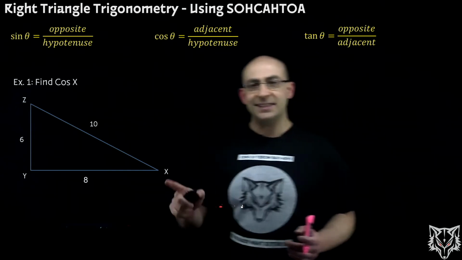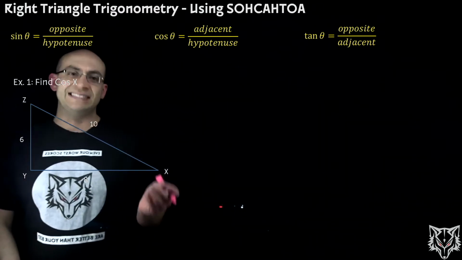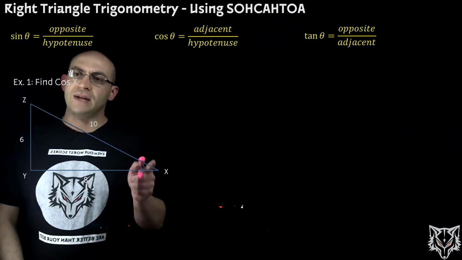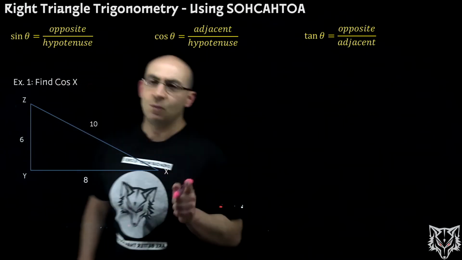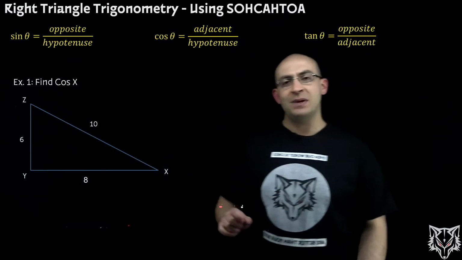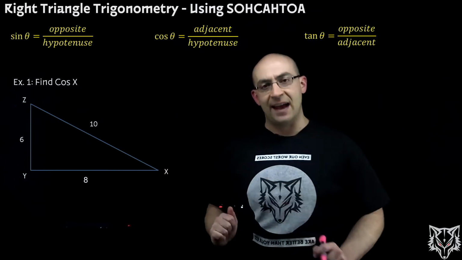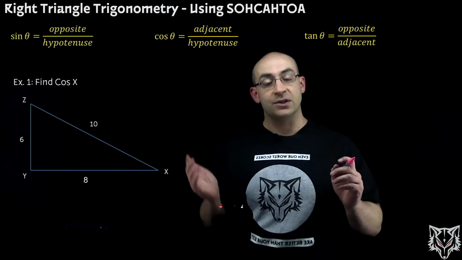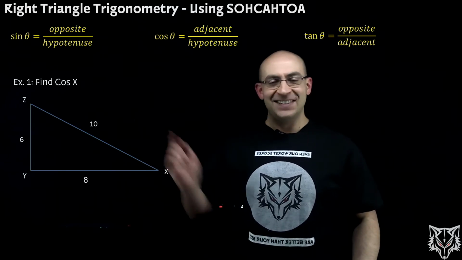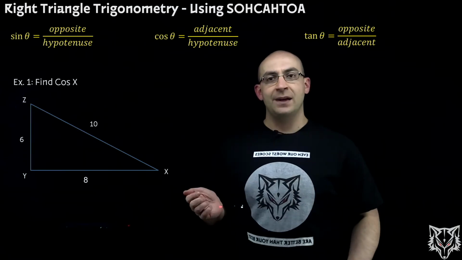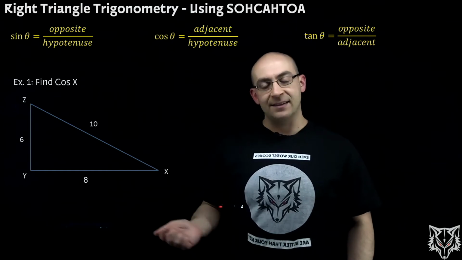Here x is our reference angle, the point from which we identify the two sides we need. In relationship to x, what is the adjacent side? The adjacent side is the side measurement that touches or opens up from that angle's vertex. But as you can see, both 8 and 10 open up from x. Because it's a right triangle, 10 is something very special: 10 is the hypotenuse.